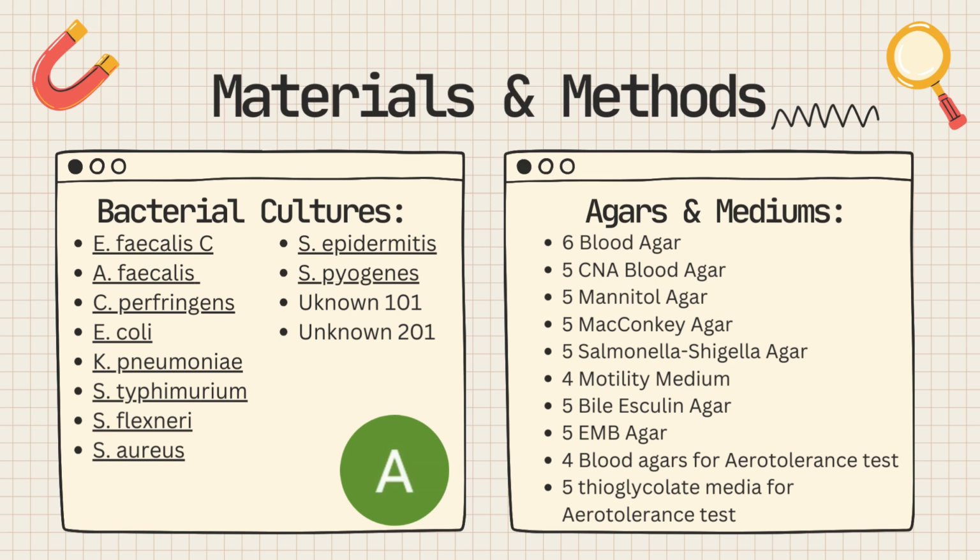Additionally, the agars and mediums needed are 6 blood agars, 5 CNA blood agars, 5 mannitol agars, 5 MacConkey agars, 5 Salmonella Shigella agars, 4 motility mediums, 5 bile esculin agars, 5 EMB agars, 4 blood agar plates for the aerotolerance test, and 5 thioglycolate mediums for the aerotolerance test as well.